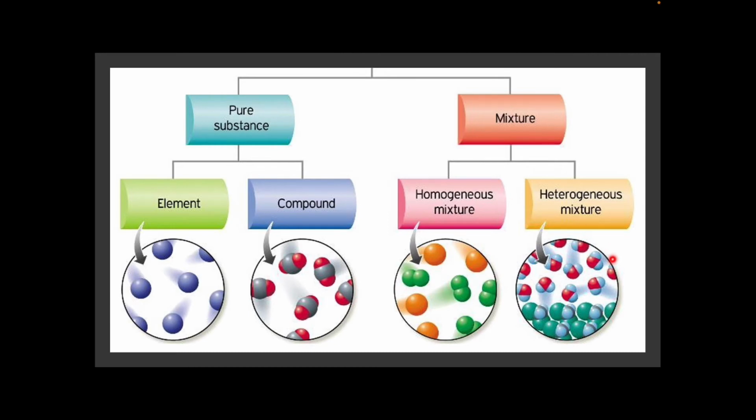Next, we have heterogeneous mixture. So like I said before, a good example is Rocky Road ice cream. You can see the different components that make up this mixture, and on top of that, it's easy to separate, or seemingly, because you can see all of the different pieces.